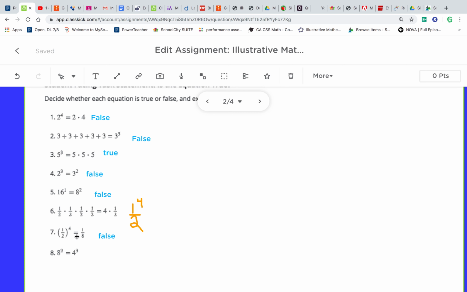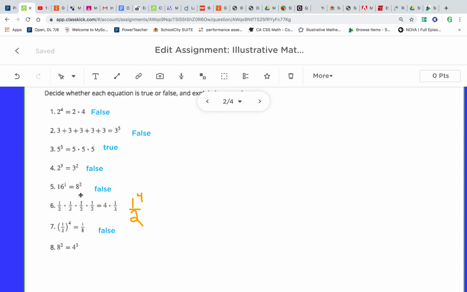And then for the last one, we have 8 to the 2nd power equals 4 to the 3rd power. Let's go ahead and see what this would mean here. 8 to the 2nd power means 8 times 8, and that's 64. 4 to the 3rd power means 4 times 4 times 4. So 4 times 4, that's 16. And then 16 times 4, well, if you're not sure, let's work that out. Let's show you how to do 16 times 4 and see what we get.